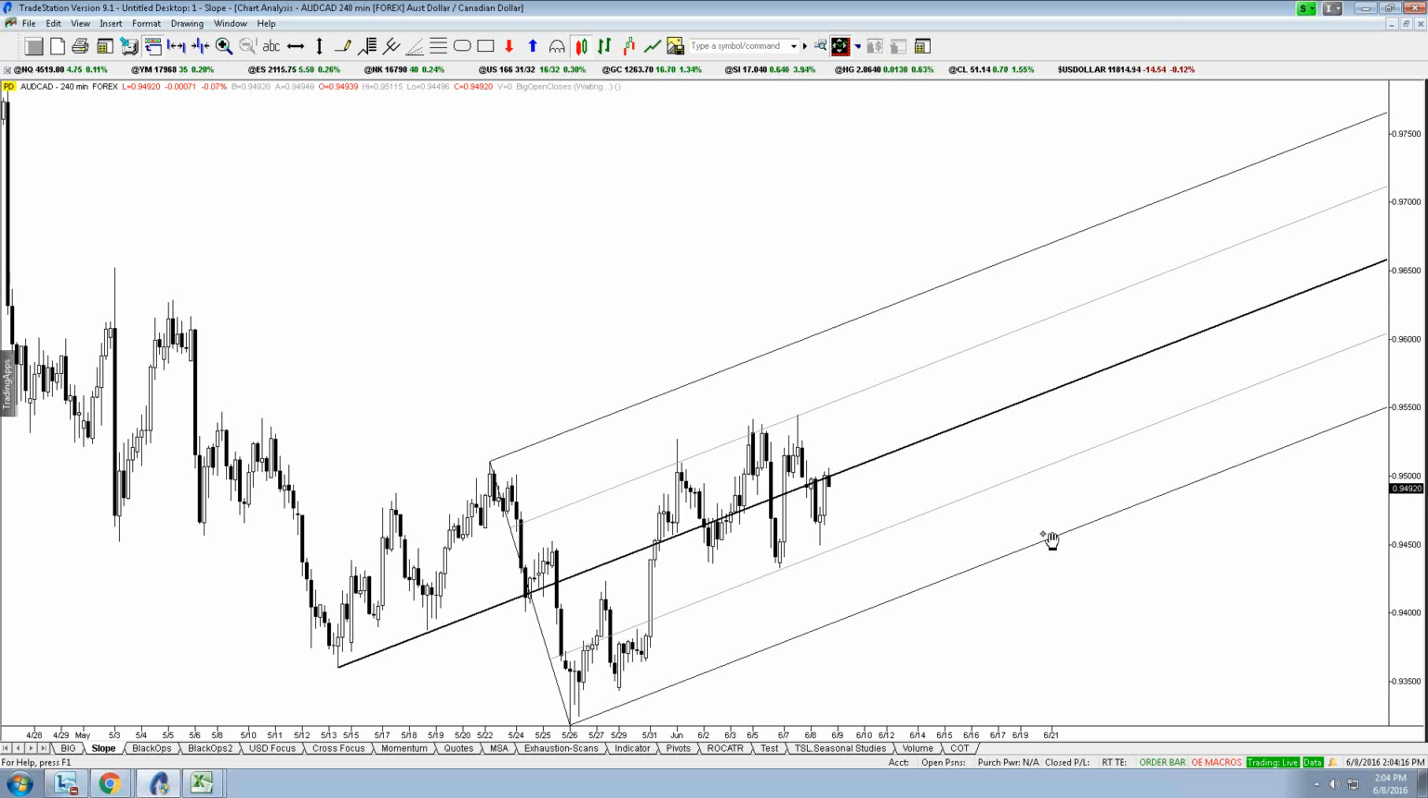So I would watch for support on Aussie CAD at this lower parallel. You have 5 waves up, clean as day. 1, 2, 3, 4, 5, A, B, one more drop lower, C, take it higher.